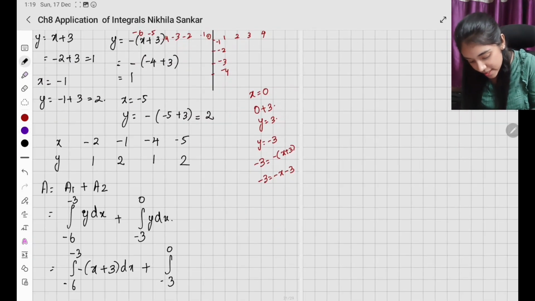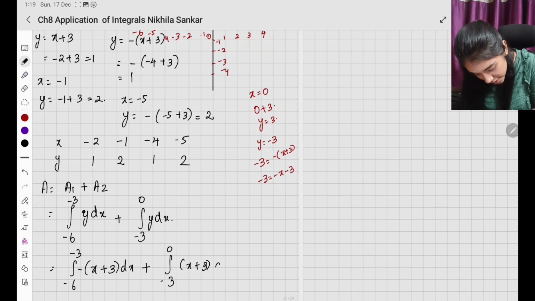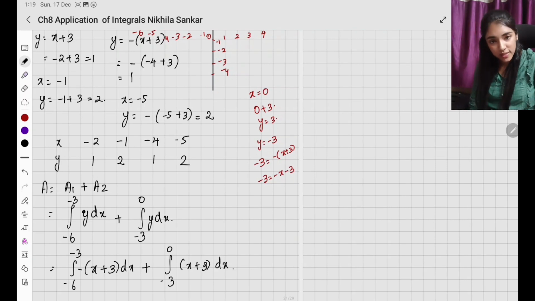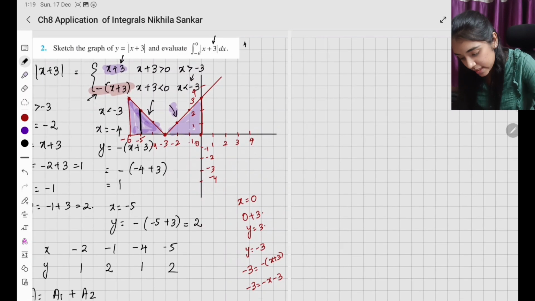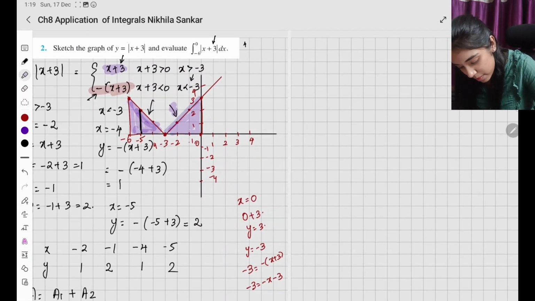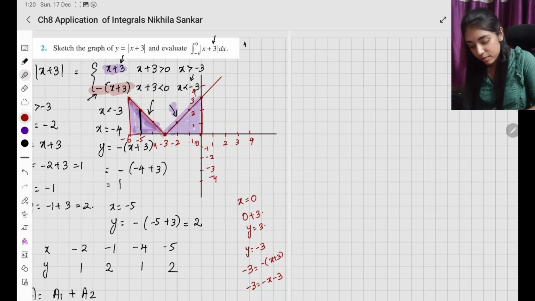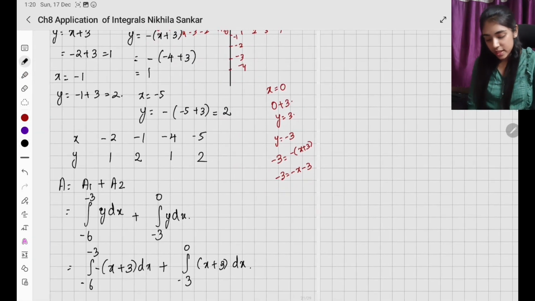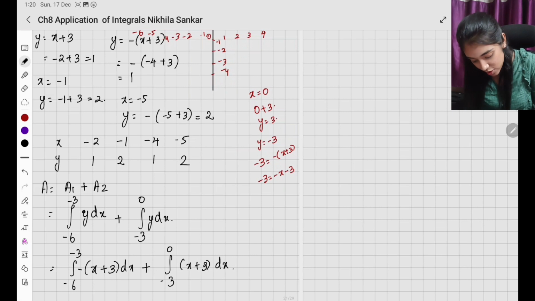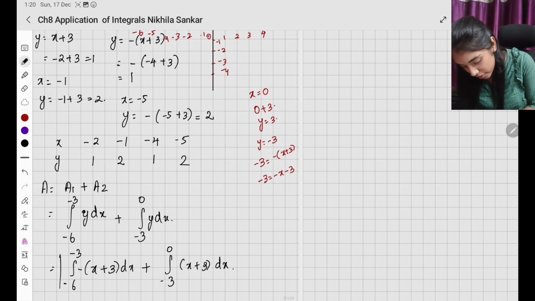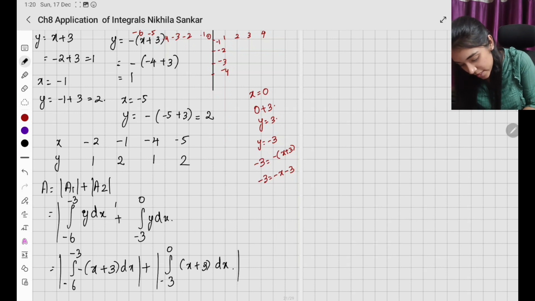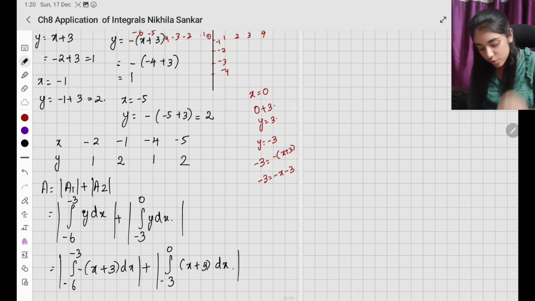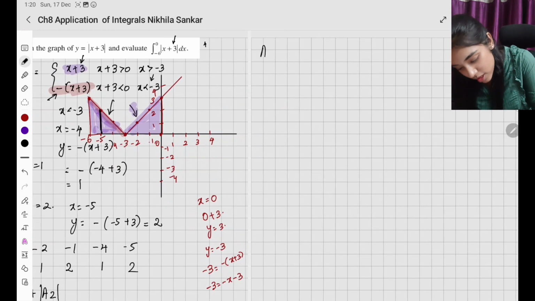Okay. So from minus 3 to 0, the function looks like this. So x plus 3 times dx. Basically, in the particular curve, the line is going to be plus x plus 3 and this is going to be x plus 3. So this is what we are talking about. Now this is how my integral looks. If I solve it, it is all going to be inside the mod function. This is all going to be inside the absolute value, so negative becomes positive. So how does my integral look now? I'll write it again here. So I have area equals integral minus 6 to minus 3.